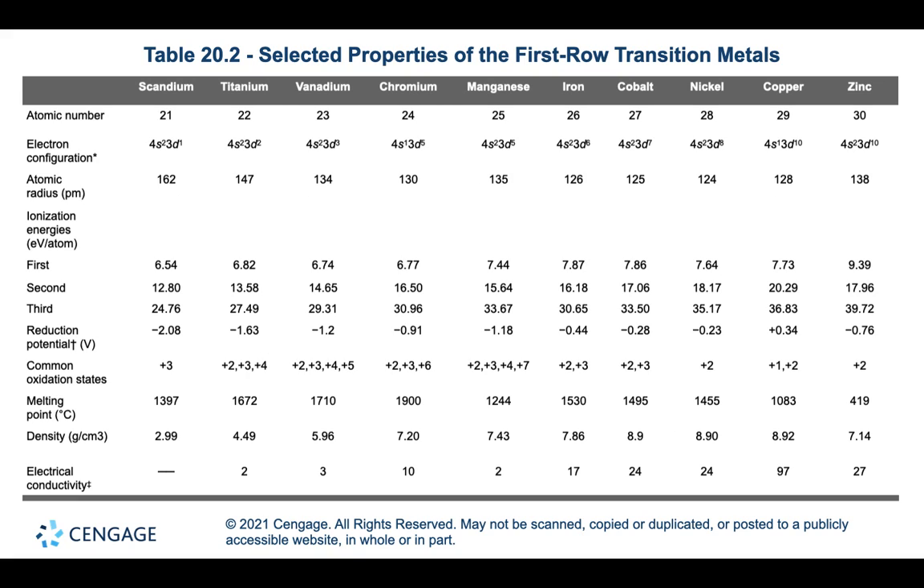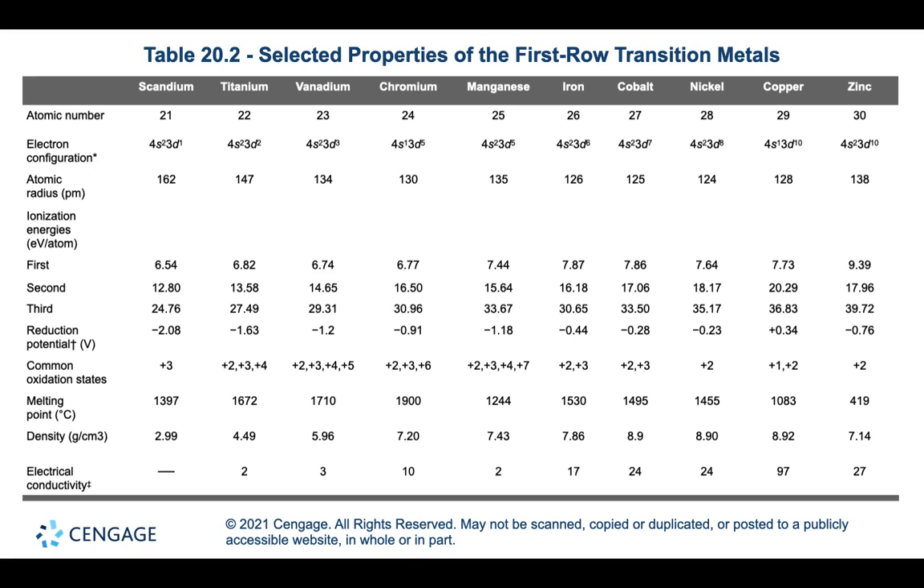So this page summarizes, if you want to pause this and look at it in more detail, the atomic numbers of scandium through zinc, the electron configurations, the atomic radius, the ionization energies, first, second, and third, and reduction potential, which we look at when we go into electrochemistry, common oxidation states, melting points, densities, and electrical conductivities.